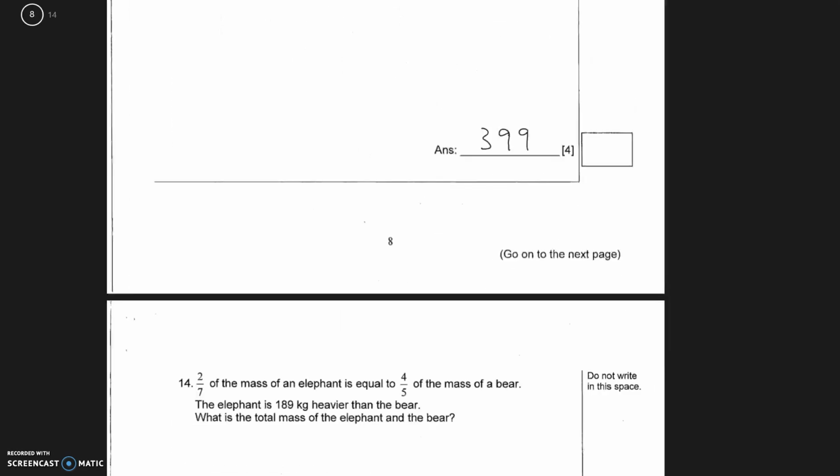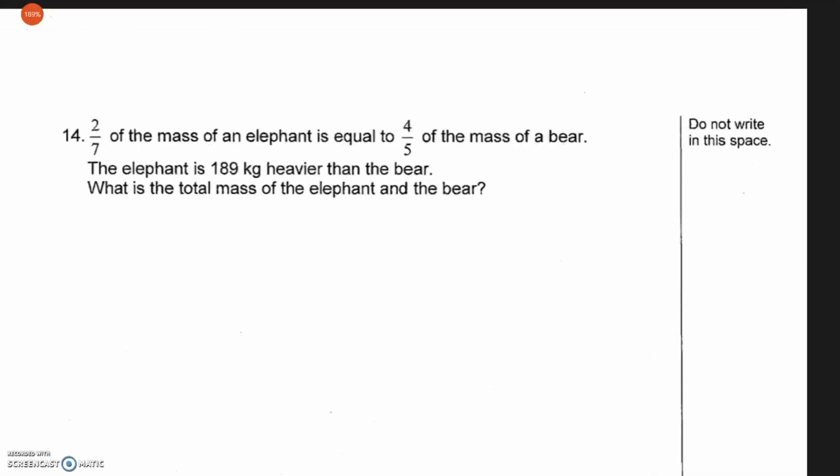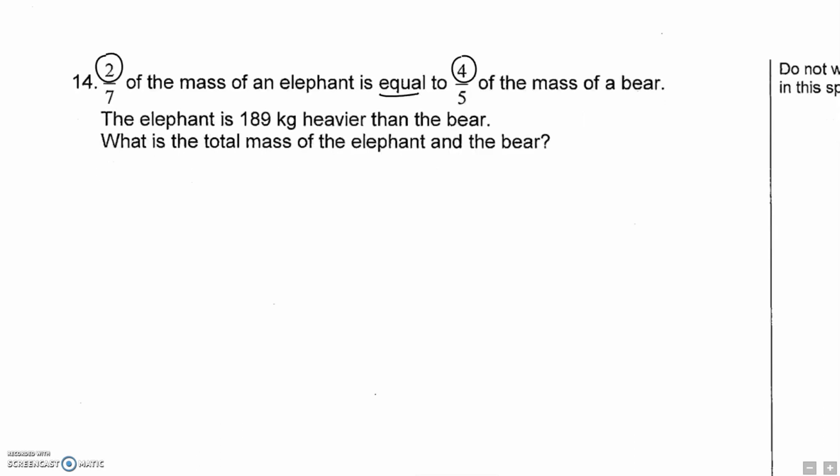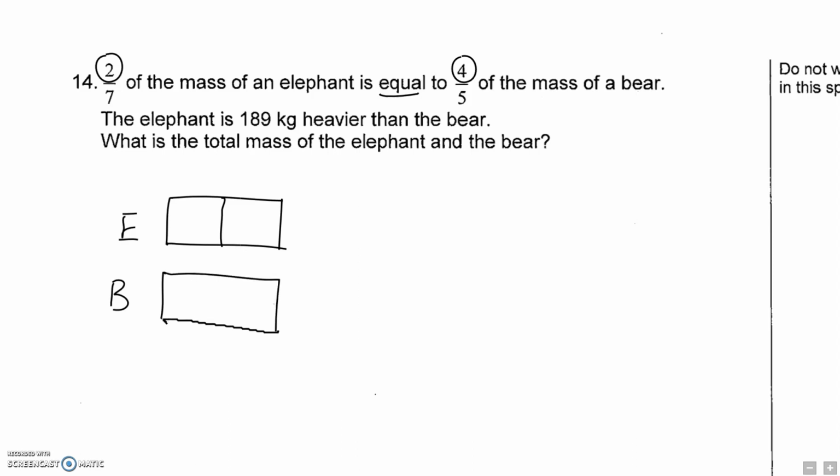Okay, now let's go to question 14 very quick. Now this is an NSP question. A 2 unit is equals to a 4 unit of the bear. So what I'm going to do is I'm going to draw an elephant, and this elephant is going to be 2 units. And it's equals to 4 units of the bear. Now, to make things equal, I must make sure that the sizes of the bar that I'm drawing is going to be the same. But in this case, instead of 2 units, the bear has a total of 4 units.